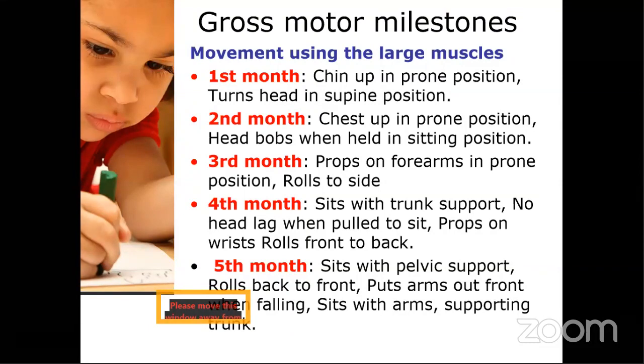Fifth month, sits with pelvic support and rolls back to front. Puts arms out front when falling. Sits with arms supporting trunk.